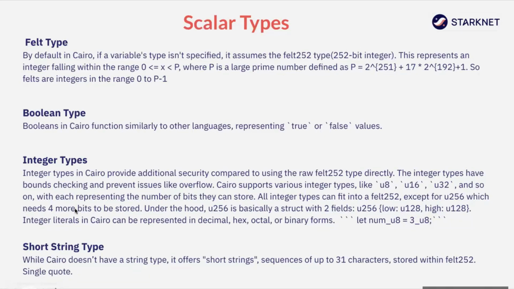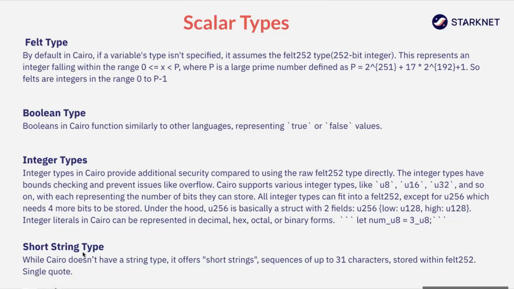Now under the hood, U256 is basically a struct with 2 fields. It has the low and the high, where high contains an unsigned integer of 128 bits, and low also an unsigned integer of 128 bits. Cairo also supports integer literals, which can be represented in decimal, hex, octal, or binary forms. And this is just an example of a numeric literal.